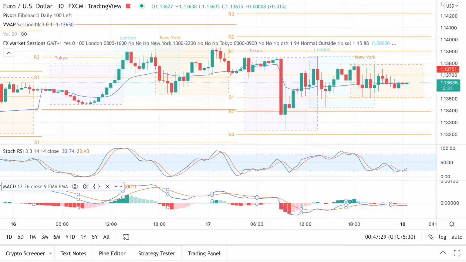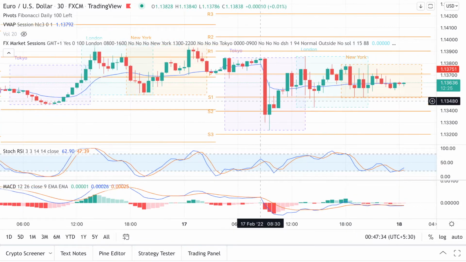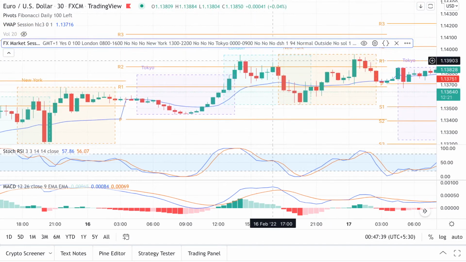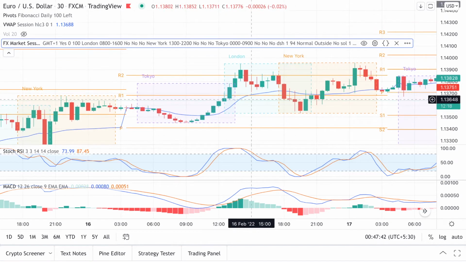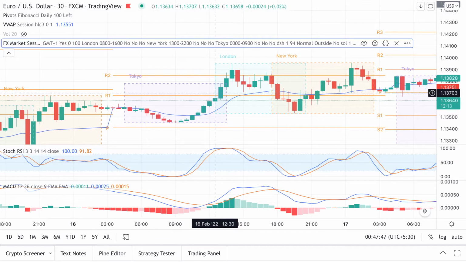that I use. So the strategy is that when the London session starts, let's go for yesterday. Whenever the London session starts, you have to check if the price is above the VWAP. If yes, then you have to check if the price is above the pivot point. If the price is above VWAP and above the pivot point, you will only do buy trades.